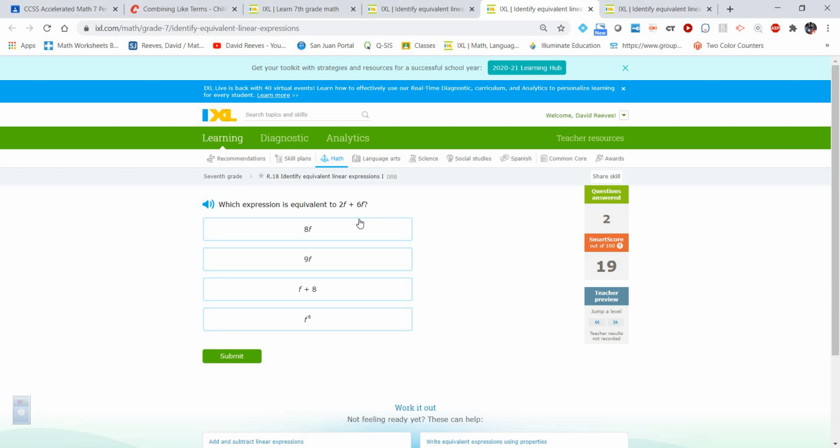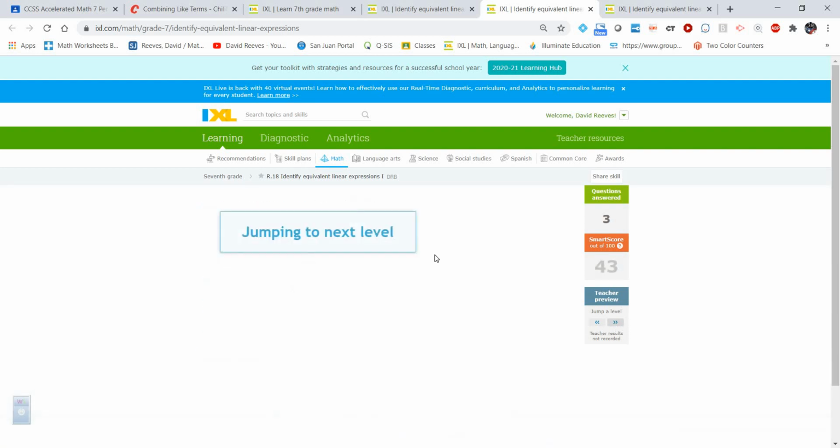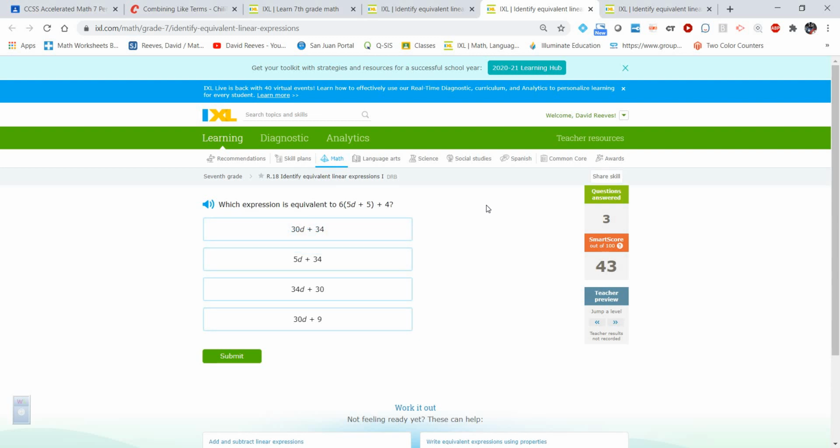All right, 2f's plus 6f's, what does that give me? That gives me 8f's. All right, let's skip up to the next level. Remember, before you can combine like terms, you must distribute. So I'm going to go here, 6d times 5d. Well, that's going to give me 30 d's. And there's no other d's, so it's either this one or this one. But then I have to do 6 times 5 before I do 5 plus 4. Remember, distribute before combining like terms.